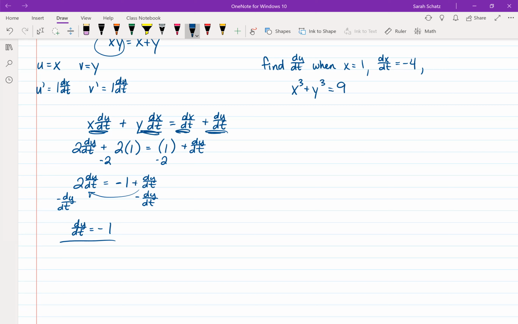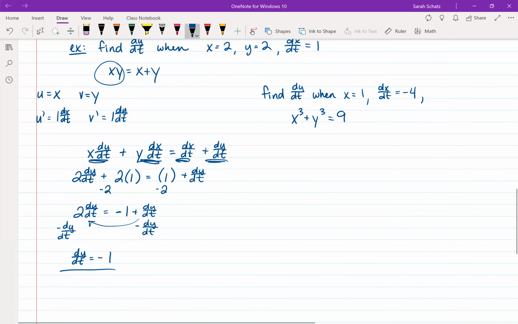So you guys, do you notice the missing piece? On this one, notice that we do have x equals 1. It tells us that, but it doesn't tell us what y equals in this case.